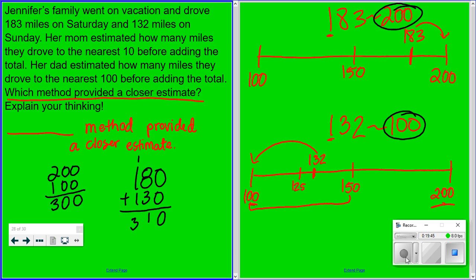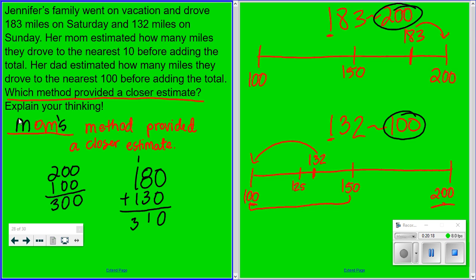Go. Let's finish our problem. Whose method provided a closer estimate? I don't know, what do you think? Mom's. I think Mom's as well. So we're going to fill in our answer sentence. Okay, it could be all kinds of different colors. That's fine. Mom's method provided a closer estimate. I know. Sometimes it does weird things like that.